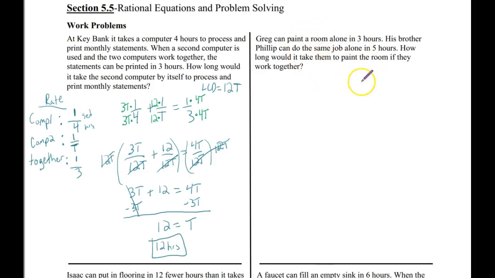Alright, let's look at this example on the right. It says, Greg can paint a room alone in 3 hours. His brother Philip can do the same job alone in 5 hours. How long would it take them to paint the room if they worked together? So again, we're talking about 3 different things. We have Greg's rate, his brother Philip's rate, and their rate together.